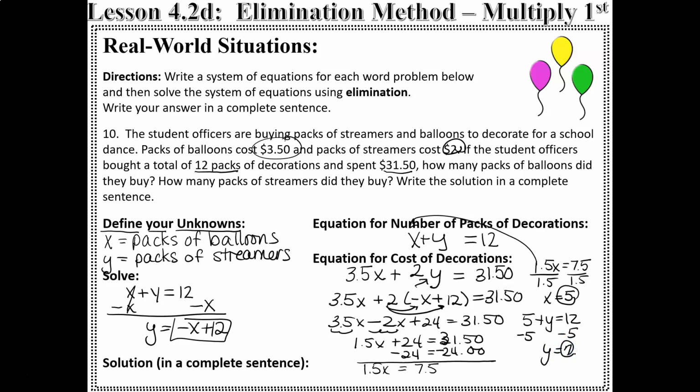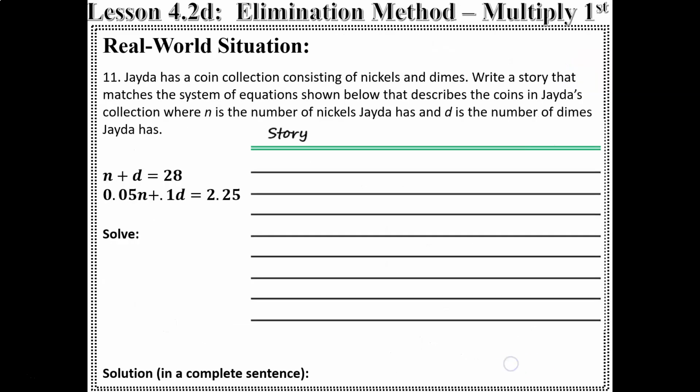So if we answer this in a complete sentence, I don't have room down here, so I'm going to go to the top and write. So that means, remember x is balloons, so they bought 5 packs of balloons and 7 packs of streamers. There we go.